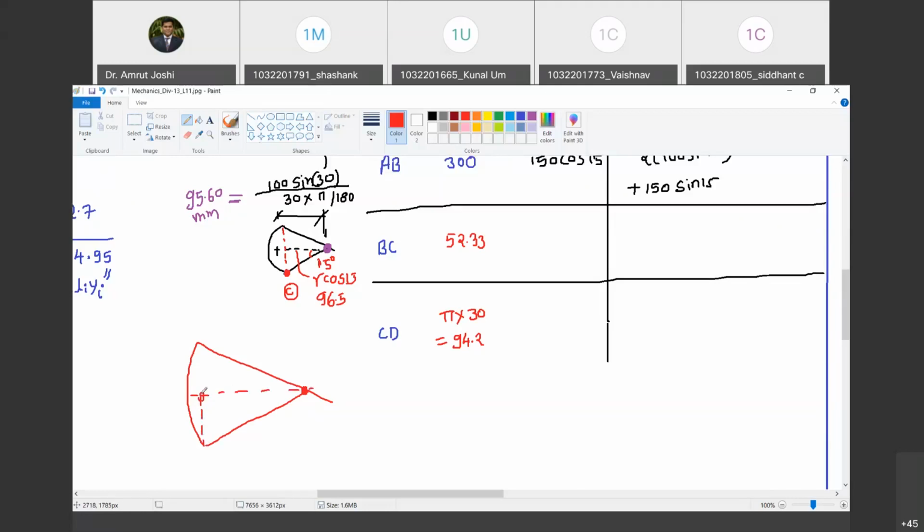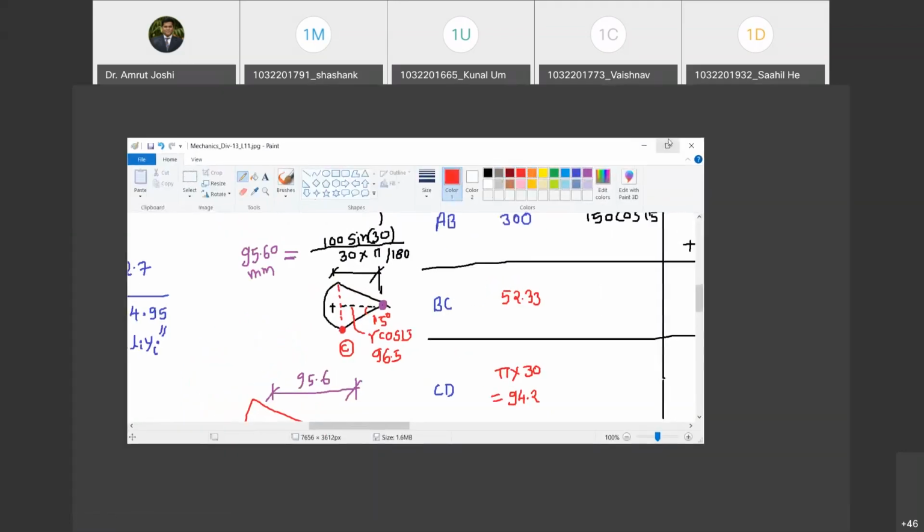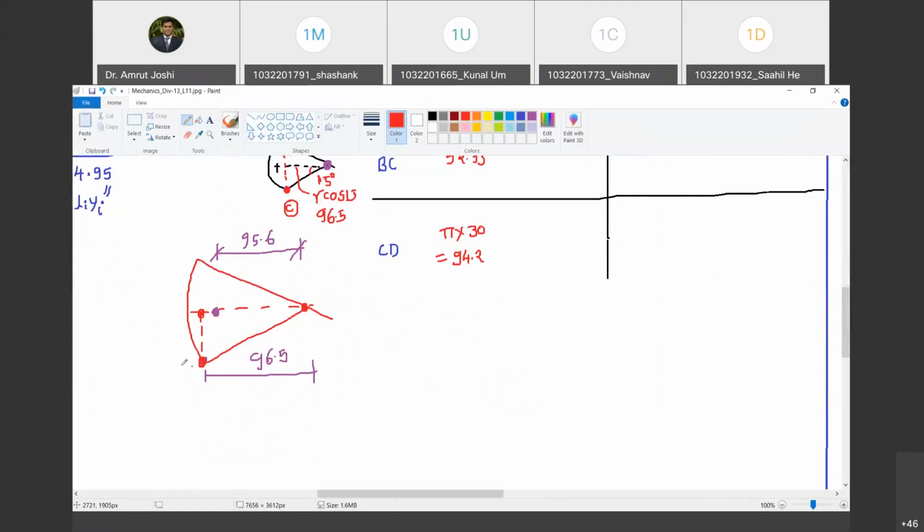This is the point that we are going. Sorry. This is the centroid. Centroid lies at the distance 95.6. Happy? And this point is at distance 96.5. Happy? So that means I have to locate the centroid with reference to this point C. Just give me a minute. With reference to this point C. Are you with me?